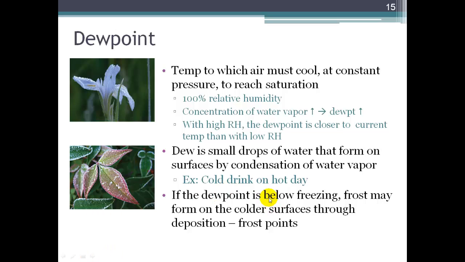If the dew point temperature is below freezing, then instead of dew, you'll have frost form on the colder surfaces. So this happens in the winter when you wake up and you have frost on your windshield. Again, the dew point temperature was reached in the night, but the temperature was below freezing, and so the condensation occurred as frost.